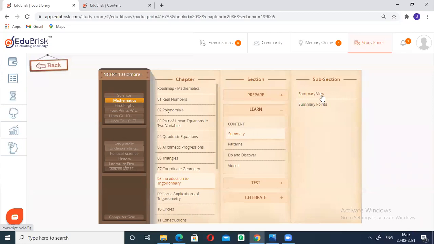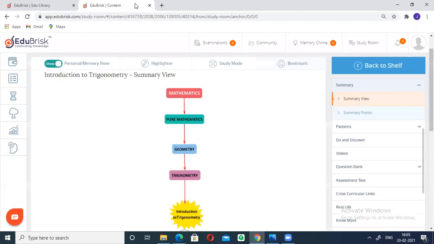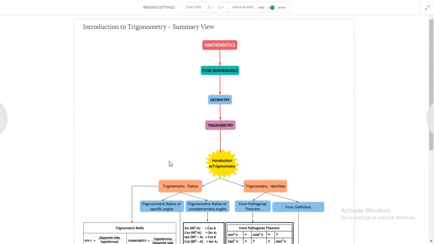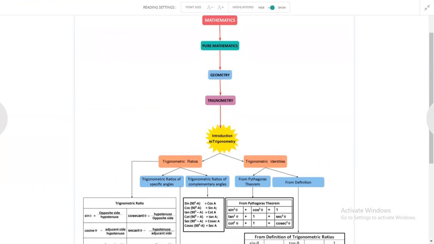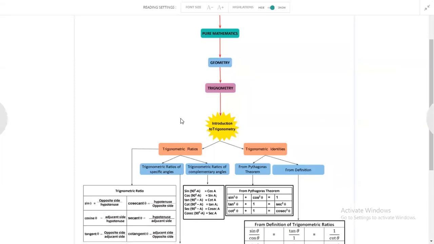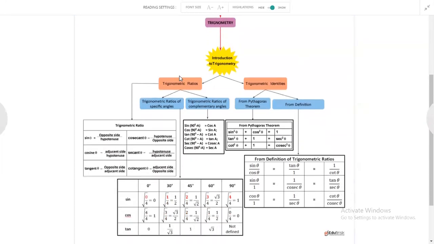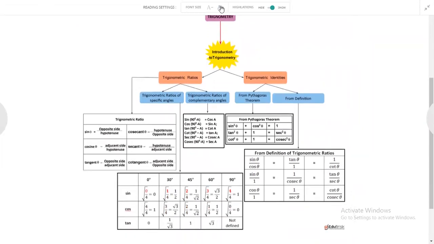Both these will help you to revise the chapter in an easy way, where the summary view will give you a diagrammatic representation of the whole chapter, so that you will come to know what the important topics of that particular chapter are, and quickly you will be able to revise the chapter. And if you have not understood any particular chapter, you can go to that particular page and revise the chapter. So this is the summary view of the whole chapter, trigonometry.